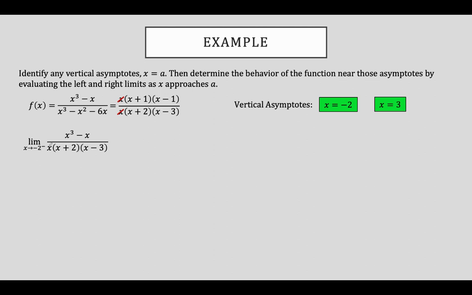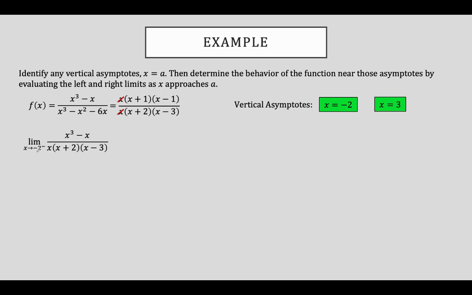We plug in negative 2 for x. Negative 2 cubed, that's negative 8, minus a negative 2, so negative 8 plus 2 gives me a negative 6 in the numerator. We plug in negative 2 into the denominator. This first factor turns into a negative 2 times, I get a 0 here. Well, again, when we have factors that give us a 0, we need to determine whether it's going to be a positive 0 or a negative 0.